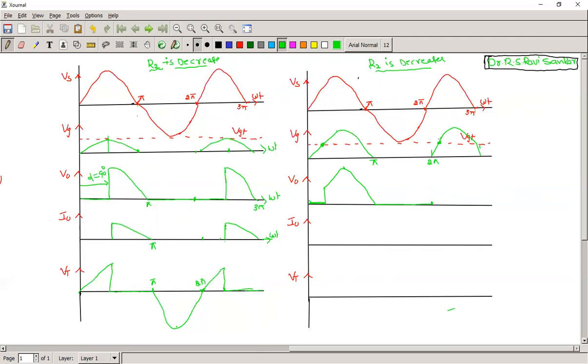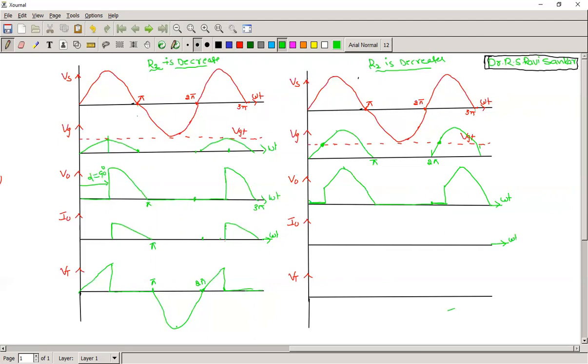Again, from 2 pi onwards, the SCR is forward biased, but it is turned on at this point. So up to this point, in blocking state, the output voltage becomes 0. Now here, once the SCR is on, the output voltage follows the input voltage. This is omega t.